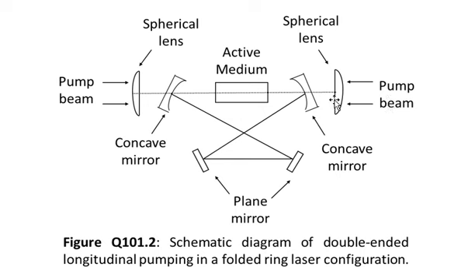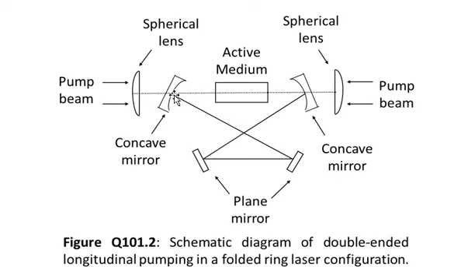and longitudinal in the sense that it is along the direction of the resonator cavity, or the axis of the resonator cavity. You can see that there are two concave mirrors on either side of the active medium, and they reflect the light towards the plane mirrors, and then from the plane mirrors the light will enter into the active medium. So in this way the path is completed.